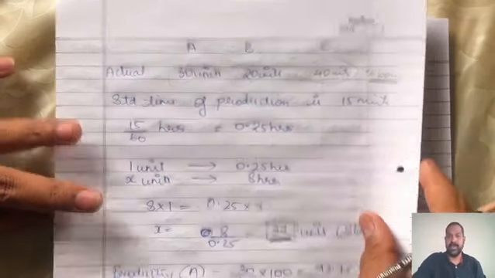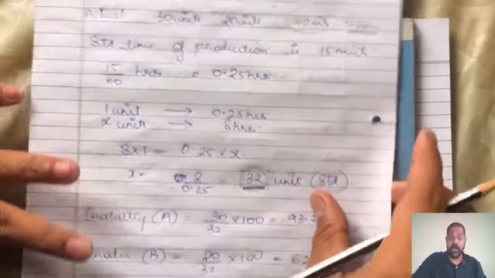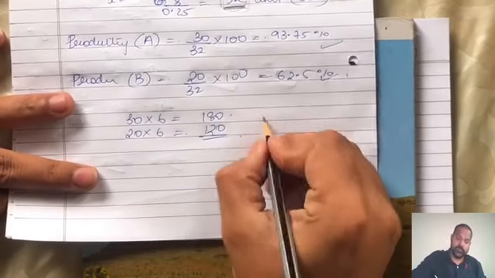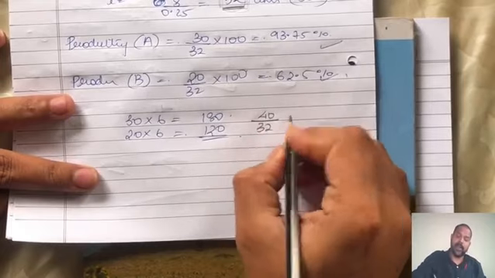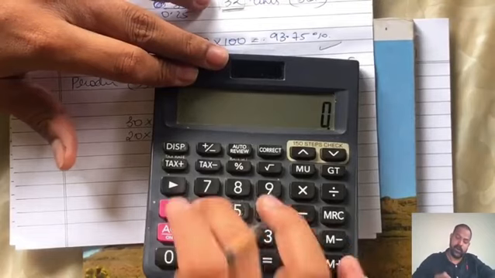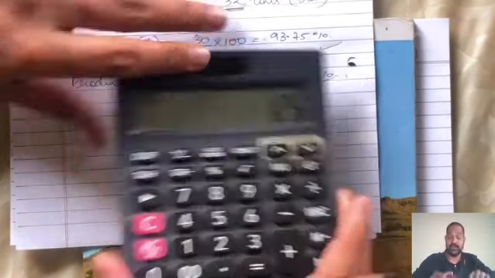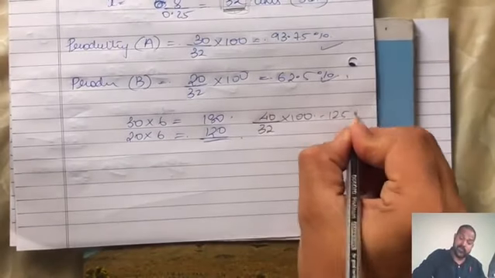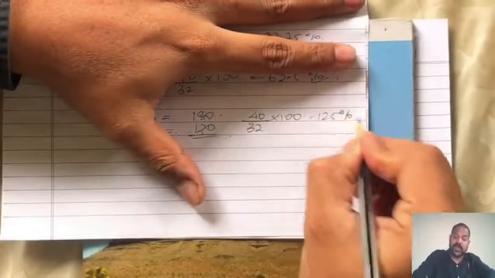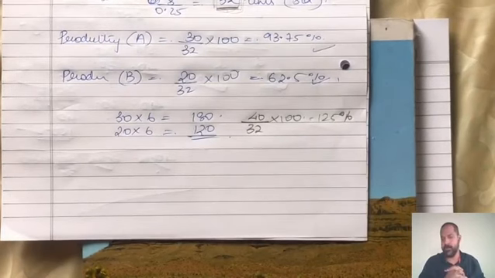What does that mean? I am expecting an output of 32 units. You are giving me an output of 40 units. How productive are you? You are definitely more than 100% productive. How much more? It's going to be 40 by 32 into 100. What is 40 divided by 32 into 100? The answer is 125%. So can I say you are 25% more productive than what I am expecting you to be?